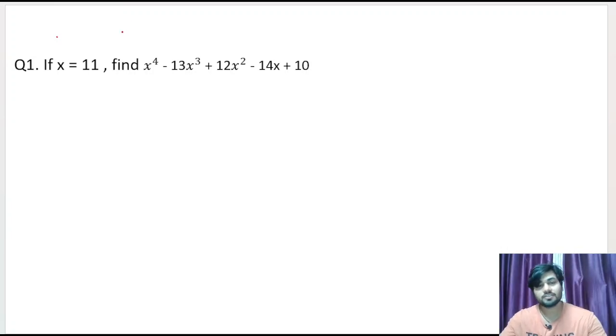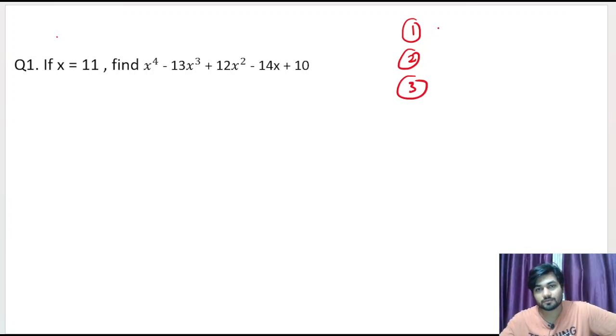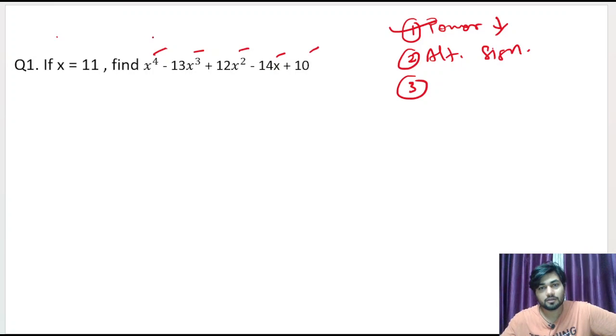The question says that if x is equal to 11, find x to the power 4 minus 13x cube, and so on. For these types of questions, you need to check three criteria. The first criterion is power decrement: power 4, power 3, power 2, power 1, power 0, x to the power 0. The first criterion is fulfilled. The second is alternating sign: plus, minus, plus, minus. Alternating signs are there.